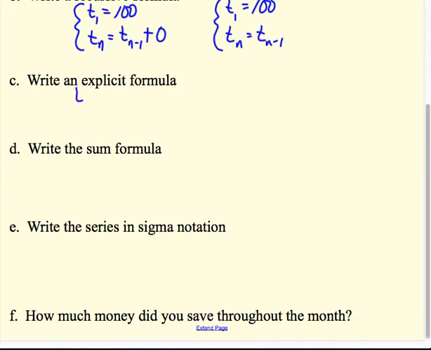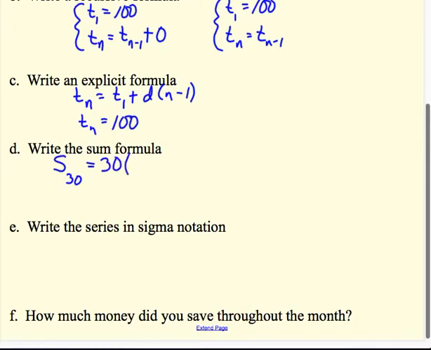Our explicit formula isn't much more exciting. So we would start with t sub n equals t sub 1 plus d times n minus 1. Well, our common difference is 0. So all of that, 0 times n minus 1, cancels. T sub n equals 100. So when we're finding the sum of the first 30 terms, we would take the number of terms times the first term plus the last term all over 2, which gives us 30 times 100, or 3,000. So we would end up saving $3,000 over 30 days.